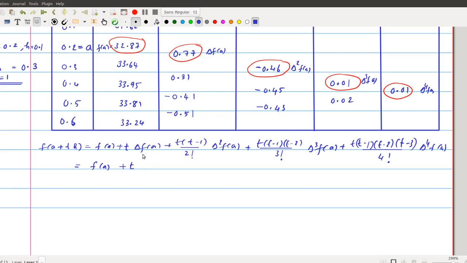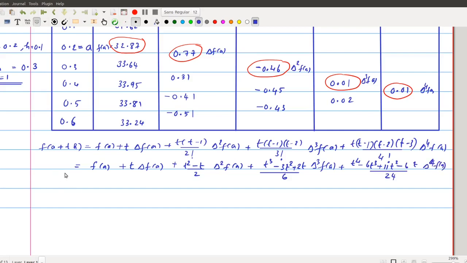Before we go into differentiation, we expand these brackets. This is del f of a plus (t square minus t) divided by 2 factorial, that is 2 itself, times del square f of a, plus (t cube minus 3t square plus 2t) divided by 6 del cube f of a, and this polynomial will be t raised to 4 minus 6t cube plus 11t square minus 6t, divided by 24, that is 4 factorial, times delta raised to 4 f of a.